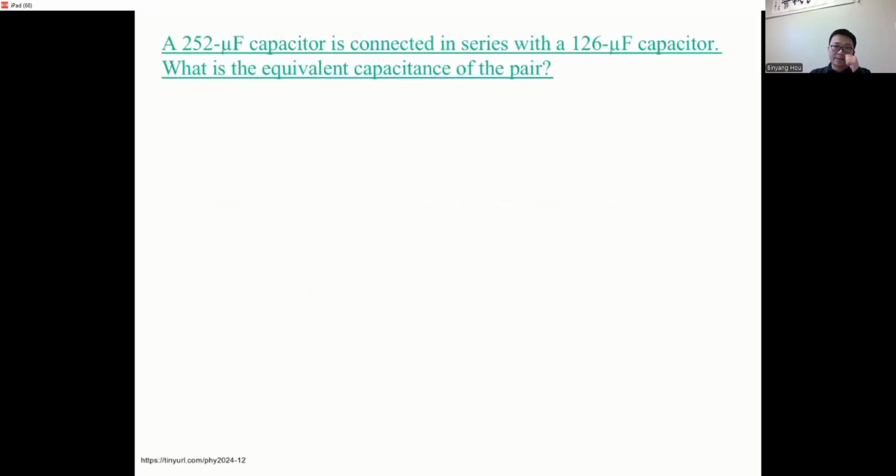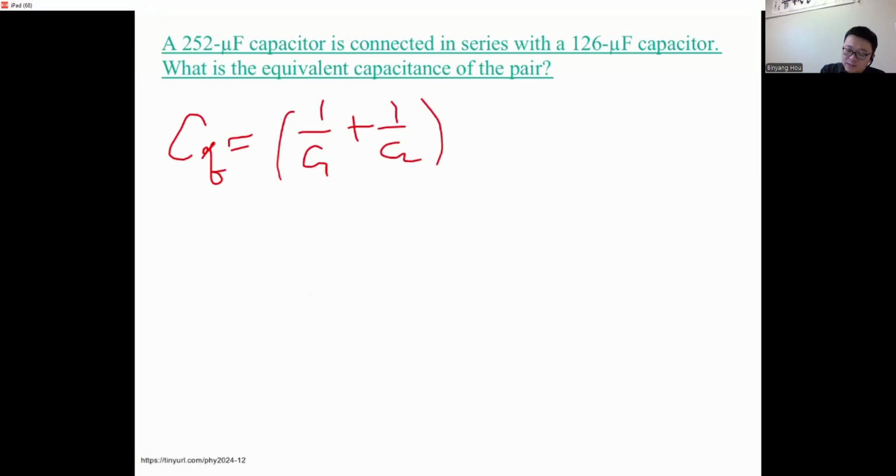Let's take a look at this example. So this one says you have a 2.52 microfarad capacitor connected with a 126 in series. What's the CEQ? Okay, so this one, think again, once we identify it's in series, we can use that equation. So then CEQ in this case is equal to 1 over C1 plus 1 over C2, and then we'll inverse. Okay, so remember to do that.